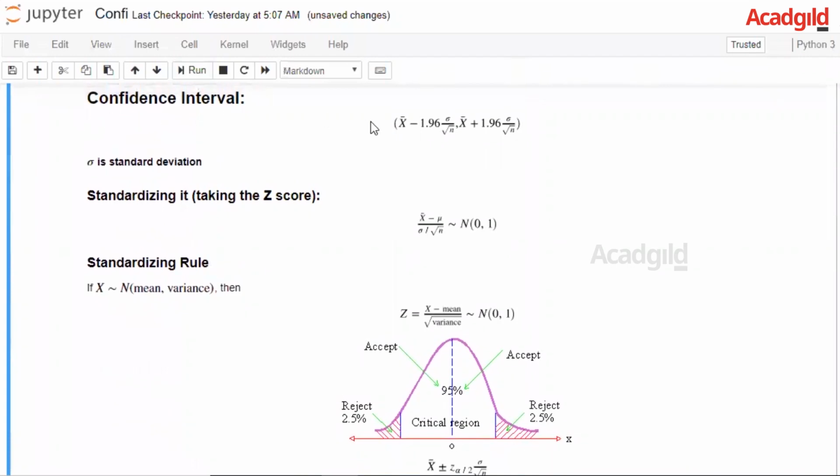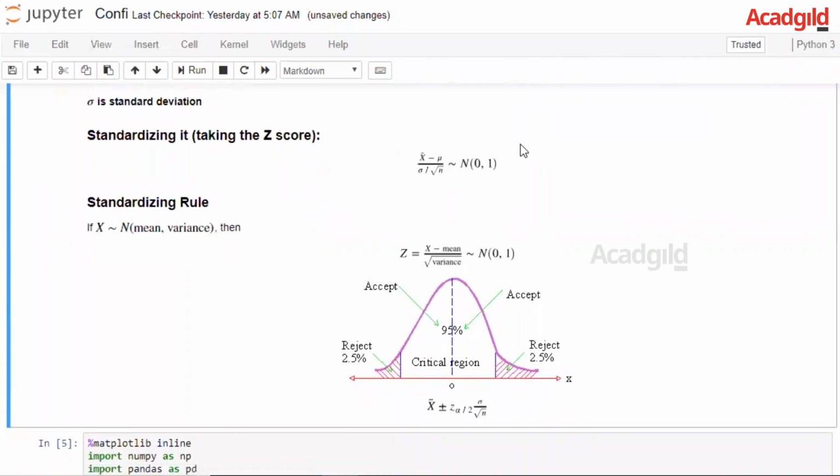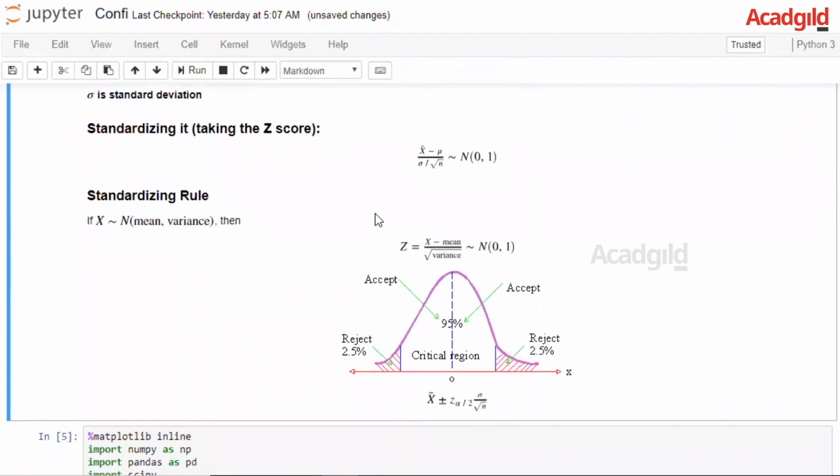The representation of a confidence interval is given as below. The lower limit is x bar minus Z critical value into sigma by square root of n, where n is the sample size and sigma is the standard deviation. The upper limit is x bar plus Z score into sigma by root of n. We usually standardize the score, and to do that we consider the normal distribution with mean 0 and standard deviation 1.